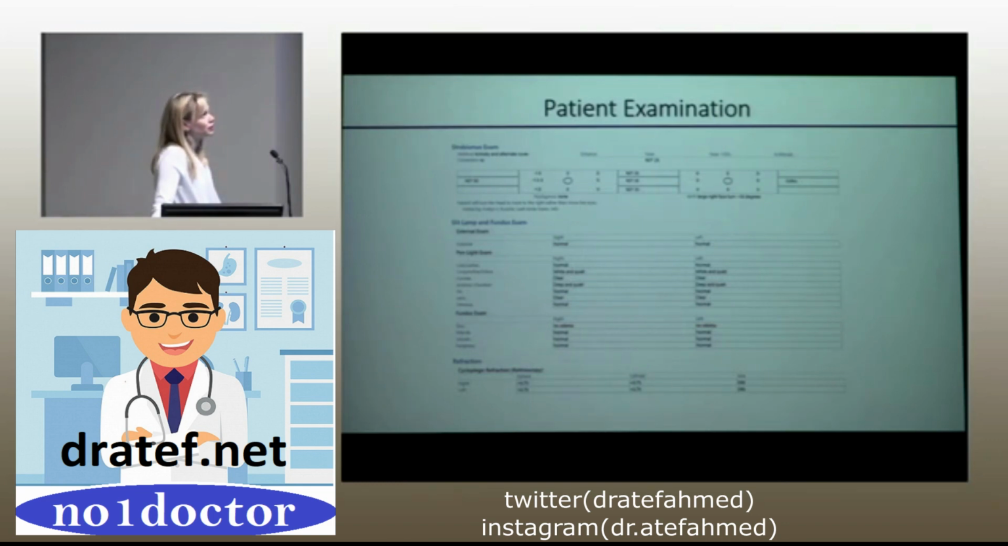And I did document adduction limitation. In the ER, our evaluation felt like there was no adduction limitation, but she did have the face turn at that time, which is kind of a red flag for an incomitant esotropia or eye misalignment of any kind, because generally, you know, a new onset face turn, why would anyone do that?